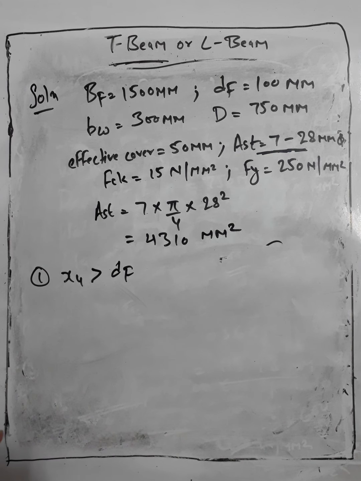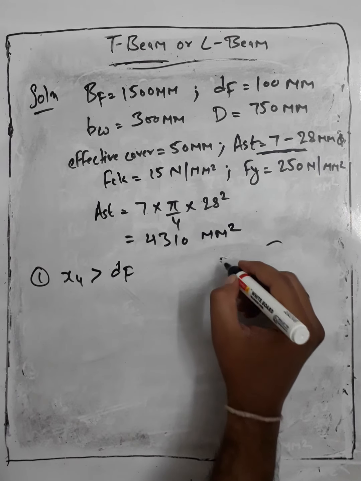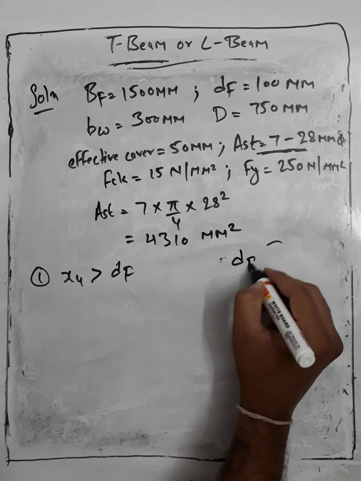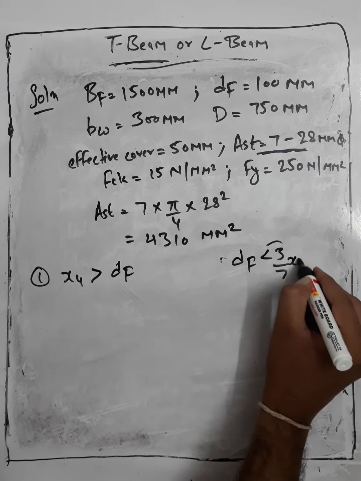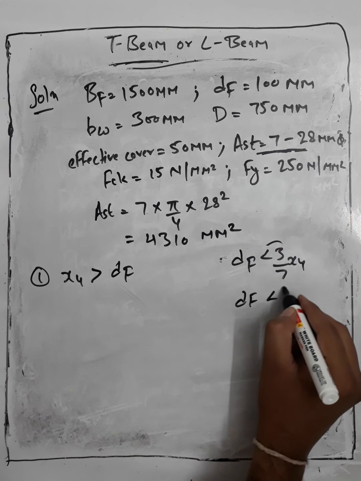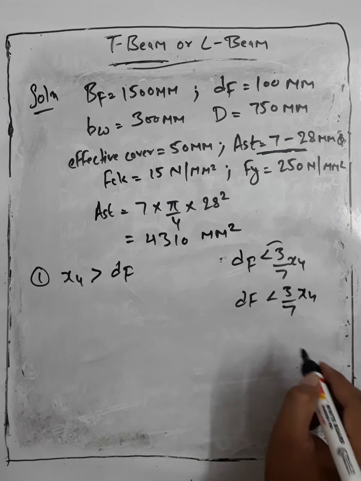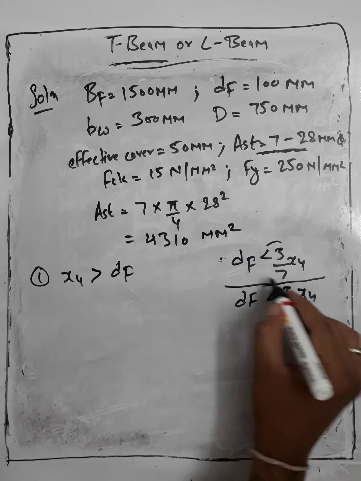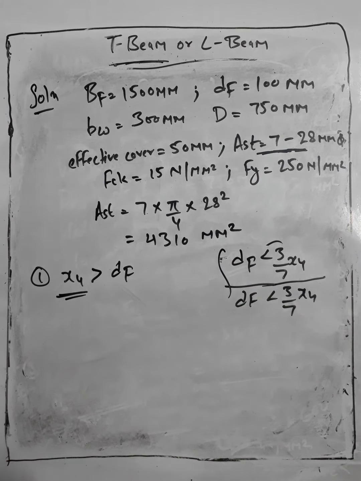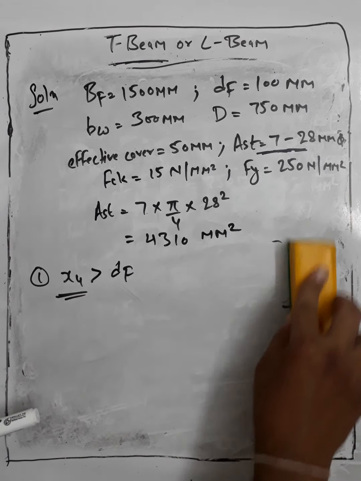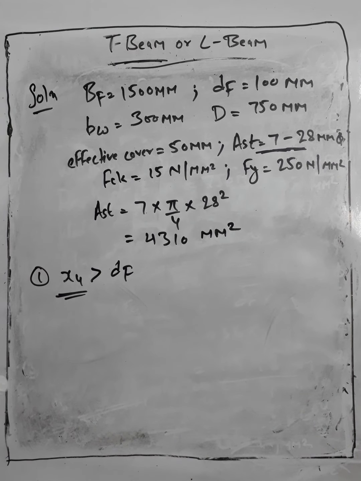Now that we have XU greater than DF, we have to check whether DF is less than 3/7 XU or DF is greater than 3/7 XU. But we find this after finding the value of XU. So we see this at that time. First we have to find XU.